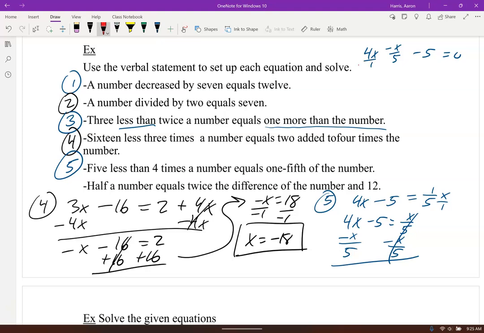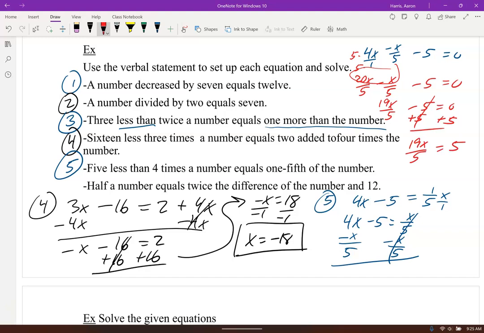I got to get a common denominator of 5. So 20x over 5 minus 1x over 5 minus 5 equals 0. So now I have 20x minus x is 19x all over 5 minus 5 equals 0. Get rid of the 5. So 19x over 5 equals 5. Notice I'm dividing by 5 here, so let me get rid of the 5, both sides. So 19x equals 25. And lastly, divide by 19. So x is 25 over 19.